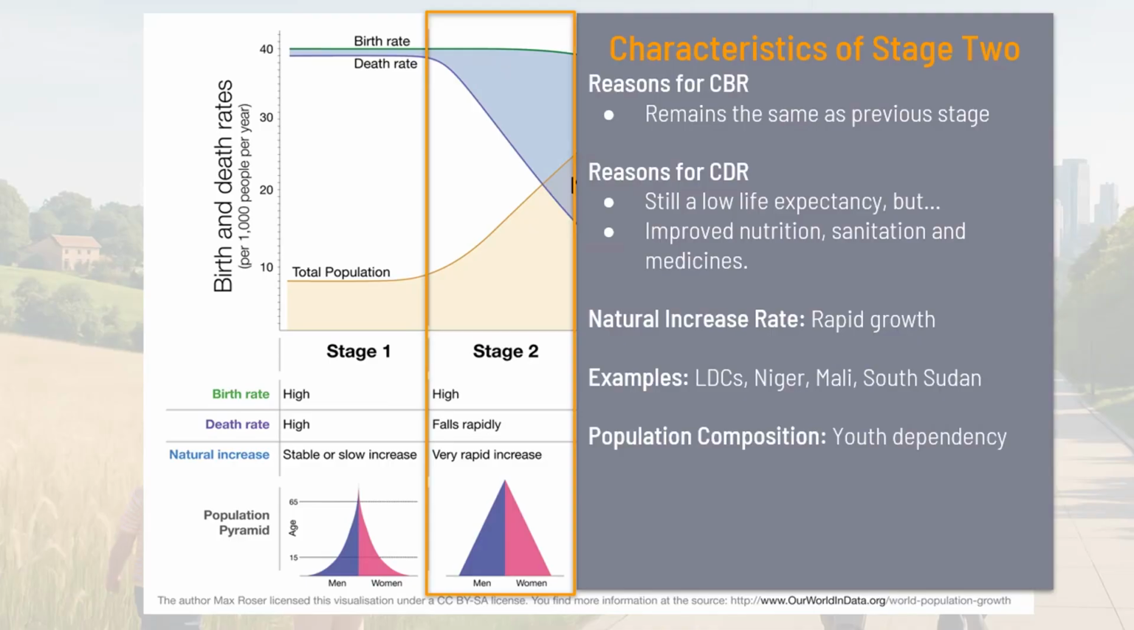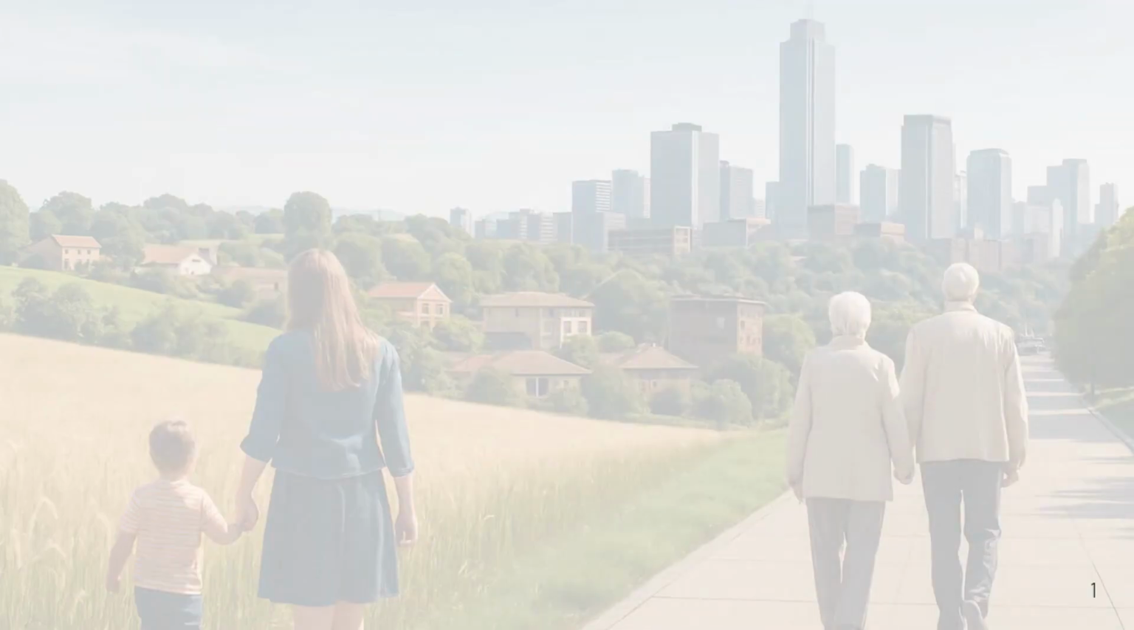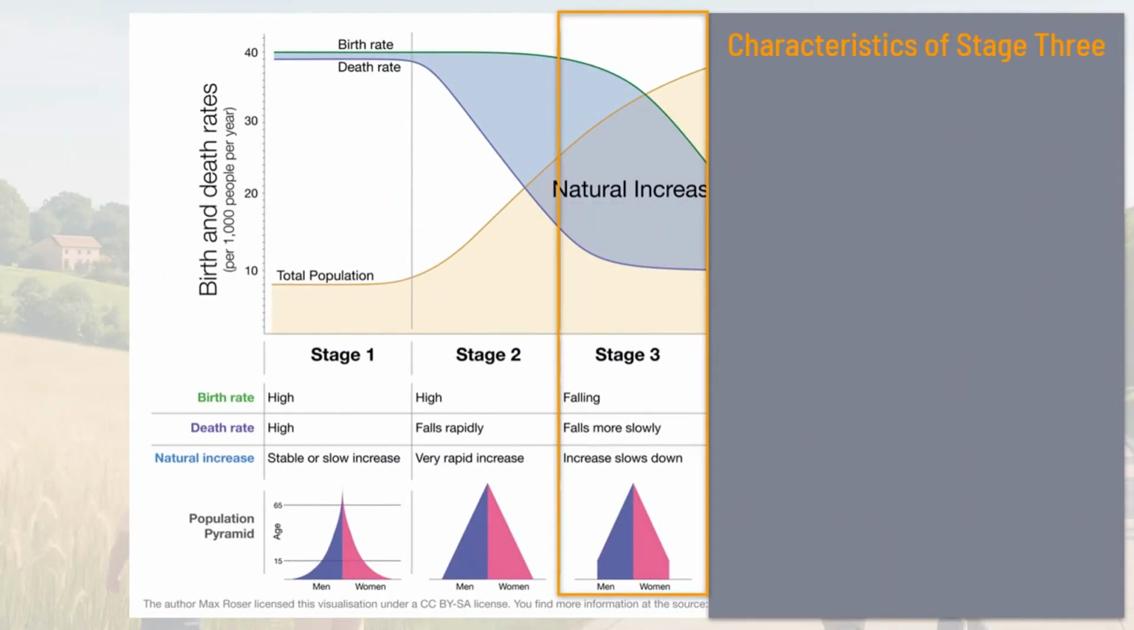Their population pyramids are still very bottom-heavy, with lots of youth dependency, but now those younger generations are surviving in greater numbers. Stage 2 is basically population growth on fast forward. Stage 3 is where population growth begins to slow down.